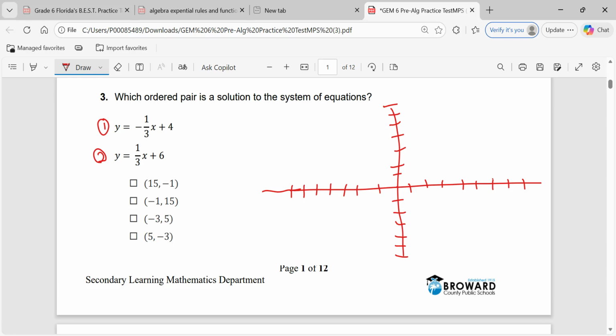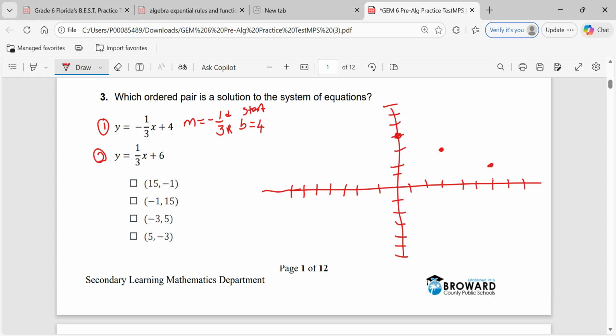So I'm going to start at 4, 1, 2, 3, 4. And then it says to go down 1, right 3. So your slope is -1/3. And your y-intercept is 4. Which means I start at the 4. I go down 1, positive right 3. So down 1, right 3. Down 1, 2, right 3.